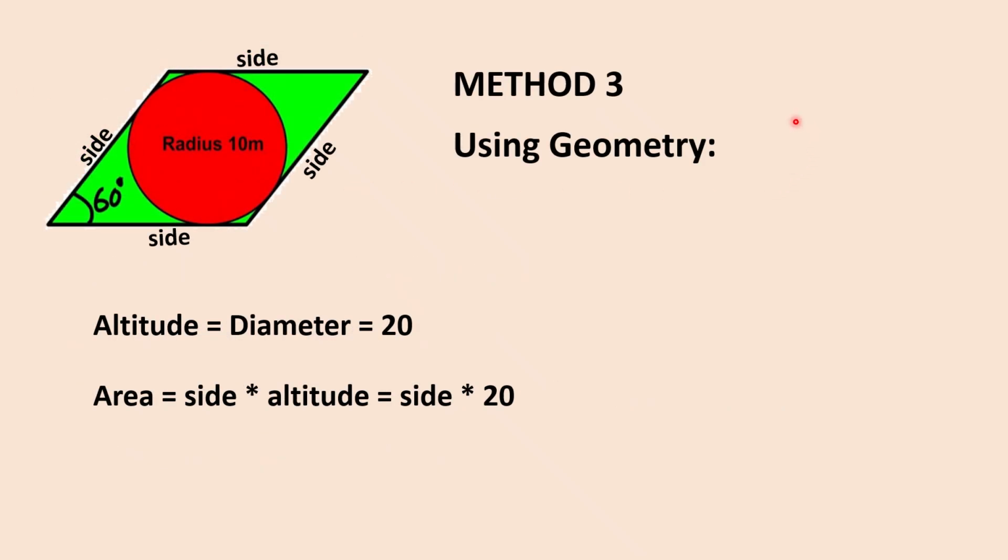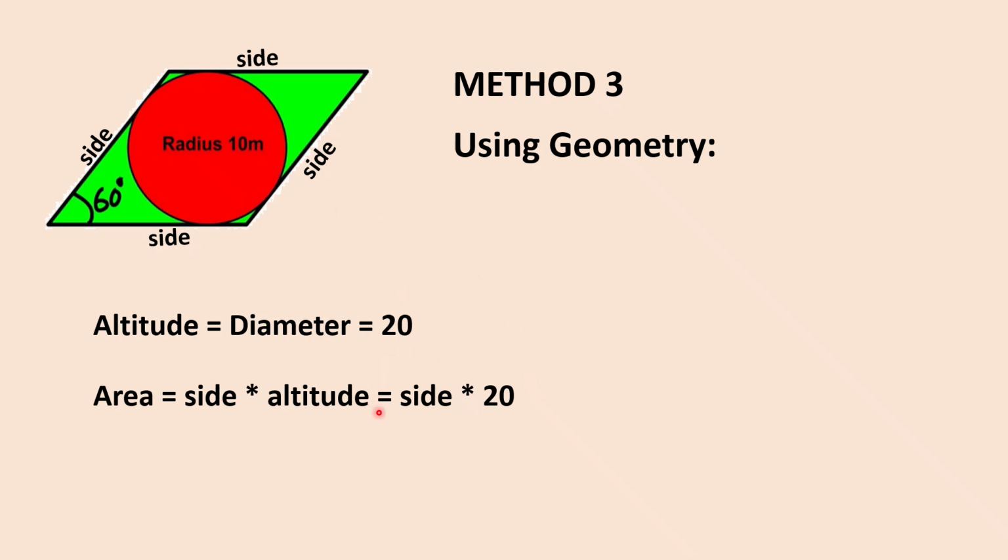Now we will do it by the third method, using simple geometry. The altitude is the diameter, that is 20, because the radius is 10. So the diameter will be 20, and that will be the altitude. The area will be side into altitude, so side into 20. So the area of the rhombus is side into 20.